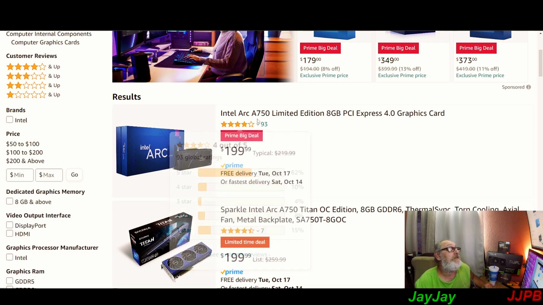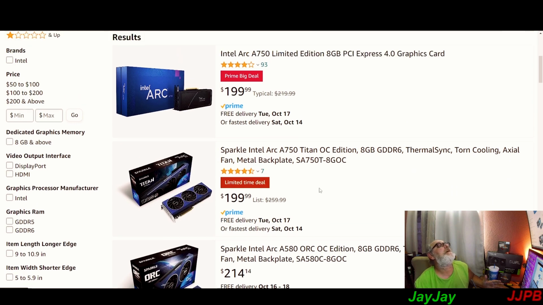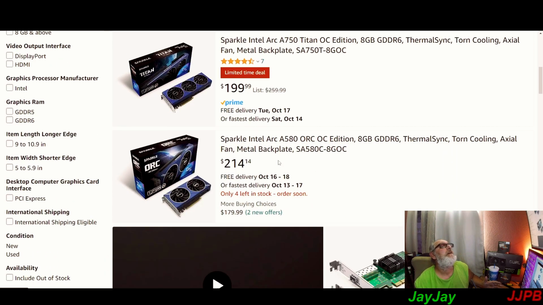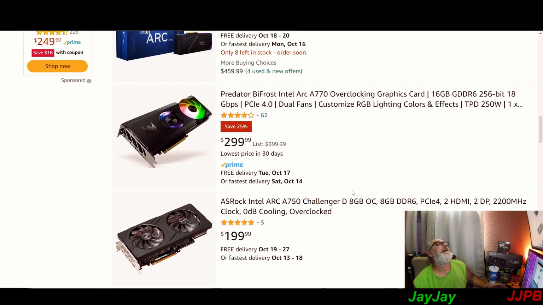Alrighty, now we're looking at the auction screen. Oh, the Intel Arc A750, 8 gigabytes, $199. That's at the $200 range. The Titan OC, $200. Look at that. $214. They've got the A580, the Sparkle, $214. Not too bad.